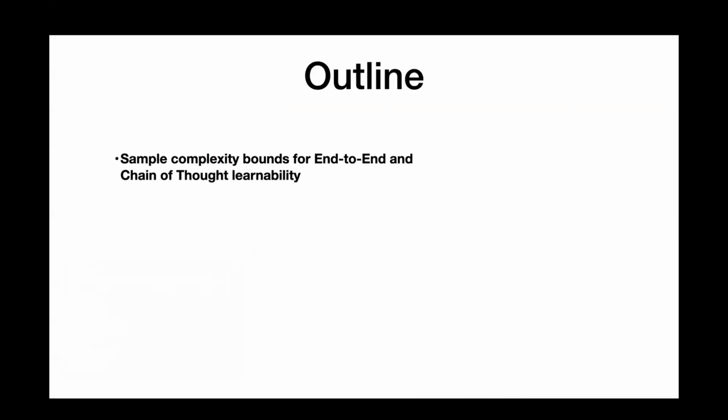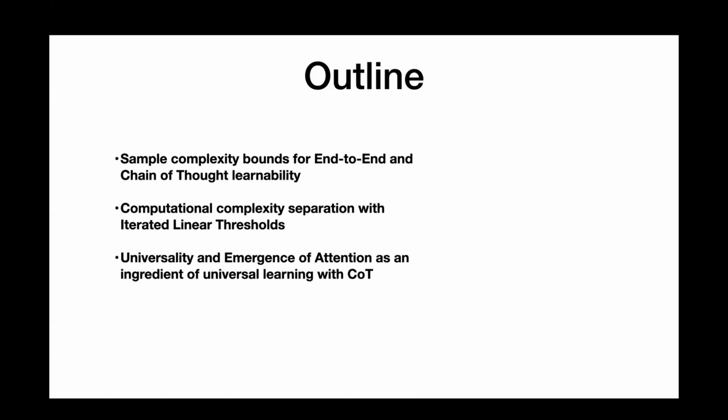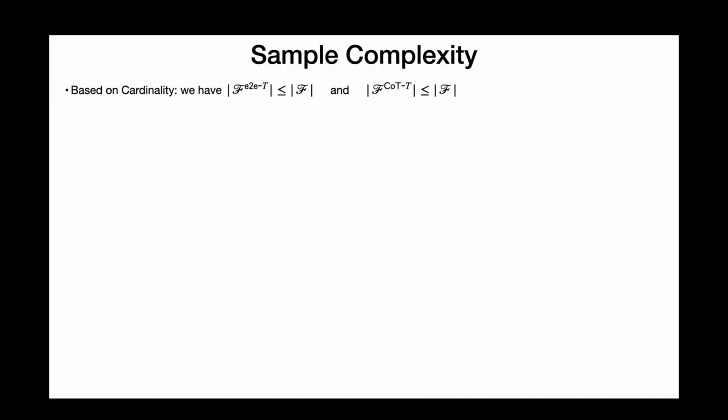So this is going to be my outline. First, I'm going to talk about sample complexity of learning with and without chain of thought. Then I'm going to talk about some computational separation. And then I'm going to get to universality and how attention emerges out of this universal learning goal with chain of thought. So let's talk about sample complexity.